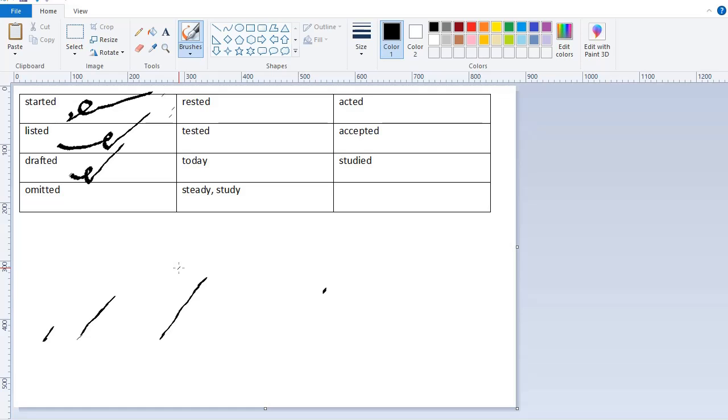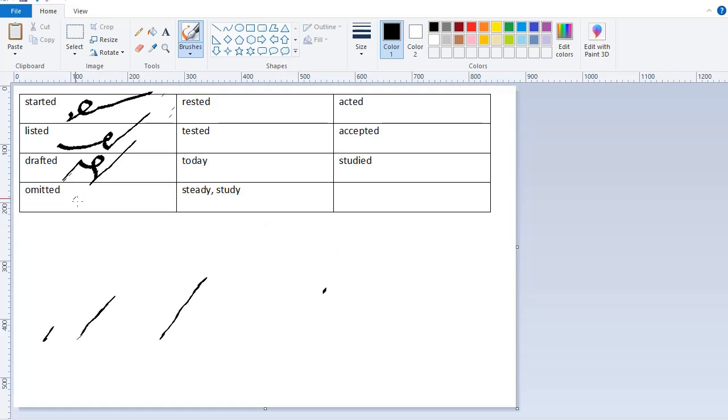Ay! Wait, bakit rested? Drafted pala. I'm sorry. Drafted pala. So, drafted, we have D. So, dito na makikita yung difference ng inyong D and TD blend. We have D. We have R. We have A, dra. And then F. And then TED. See? Mas mahaba yung TD kesa sa D.